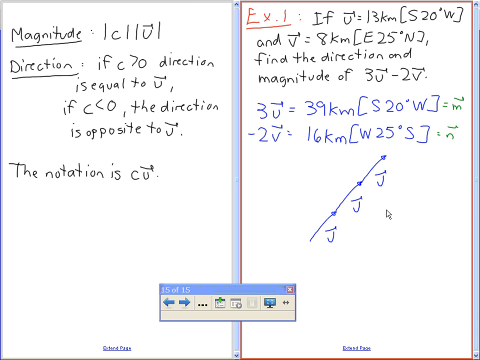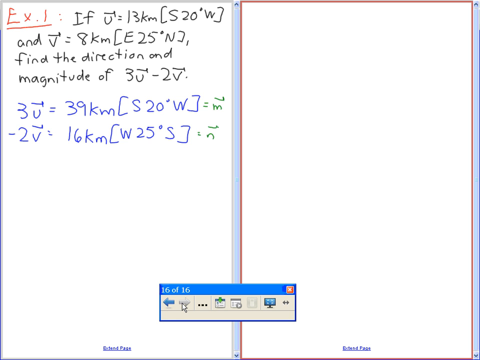Some nod, some no. This is a lot for one day, and I know I'm going through this quickly. Let's actually draw these and solve it, and then I'm going to stop. 3U is going to be south 20 degrees west. So I'm going to go south, 20 degrees west. There's 20 degrees, that is 3U.